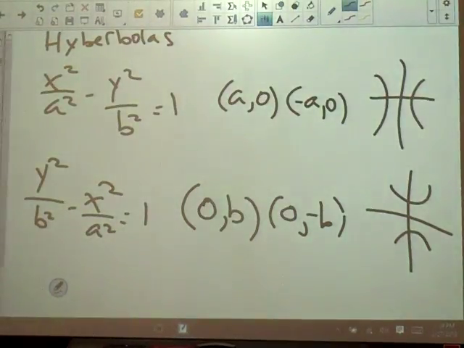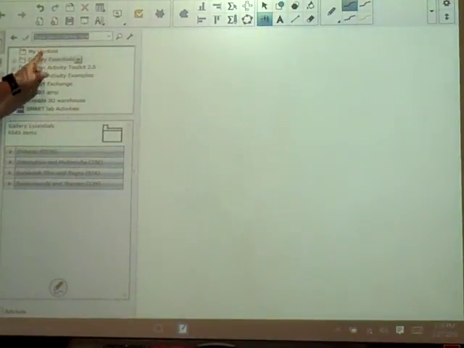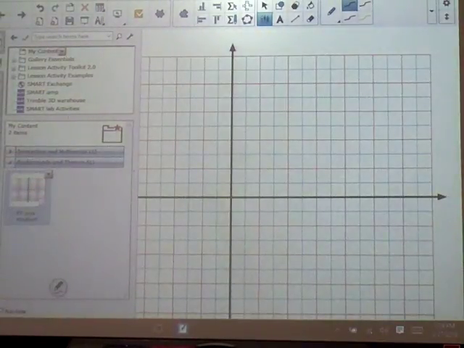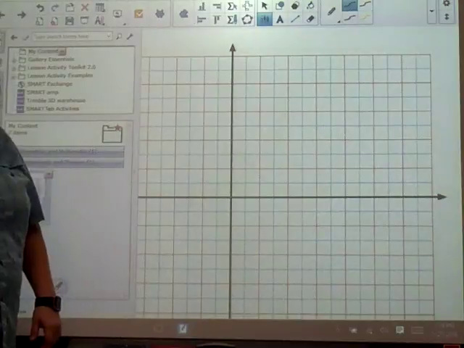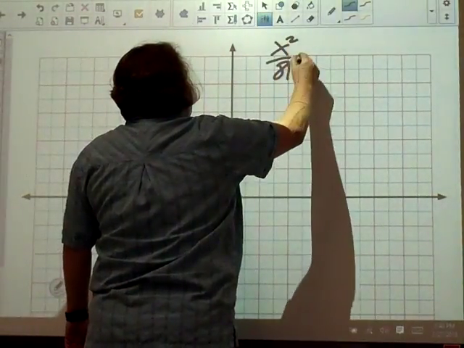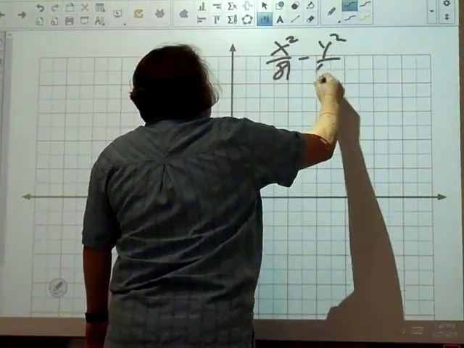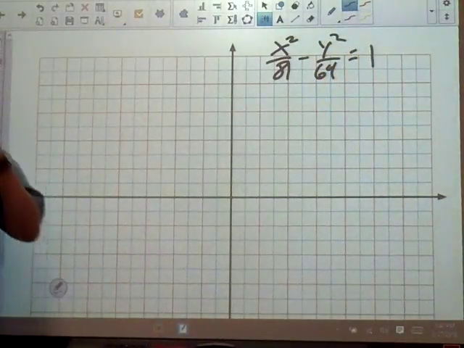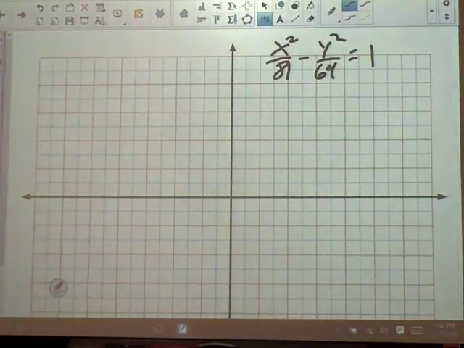All right. Some graph paper going on here. We are going to graph x squared over 81 minus y squared over 64 is equal to 1. I told you there was a four-step process. So as we do this one over here on the left, I'm going to note those four steps for you, and we'll get those down in our notes.